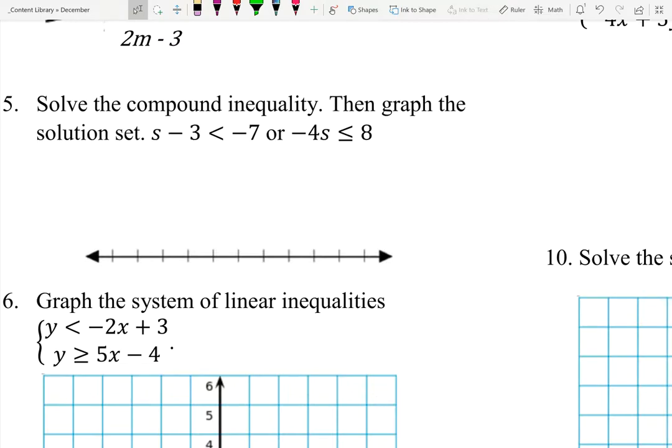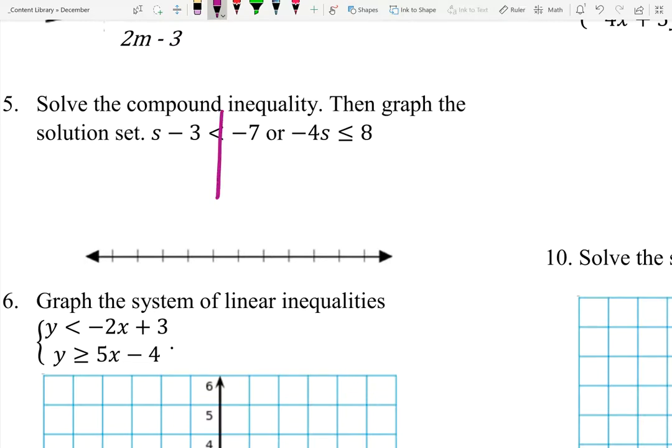So remember, it's an or problem. So any multiple choice question that has shaded in between, you should automatically just cancel out because that's not going to be an option. An or problem means that your shading will go opposite directions on our number line. So keep that in mind. If that helps you narrow it down, that's good.